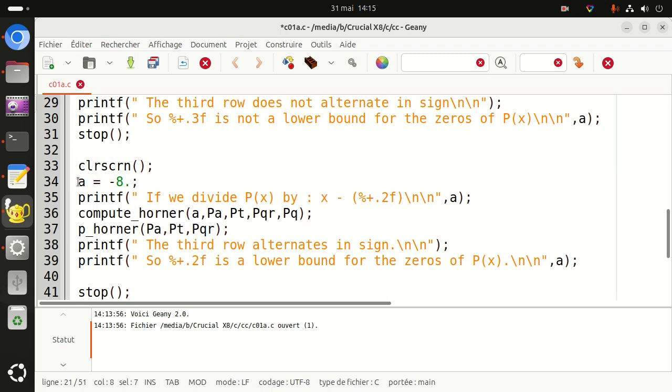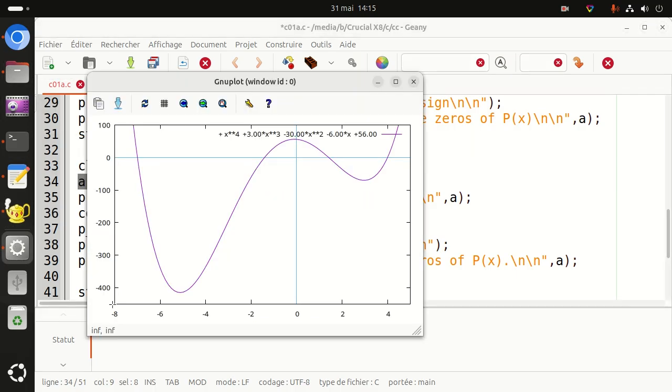In the second part, I have chosen minus 8 for the value of a. I can see if I choose minus 8, all the roots of this polynomial are on the right.